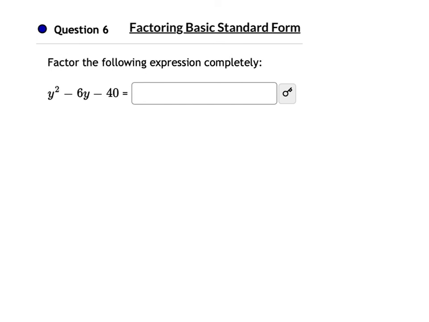Question 6. I know that y times y is y squared. This number times this number makes negative 40. If 2 numbers multiply to a negative, one's got to be positive, the other's got to be negative. I need factors of 40. Keep in mind they'll add to negative 6, but to find them, it's easier to think subtract. When your signs are positive and negative, think subtraction for a moment here. Factors of 40 that subtract to 6.